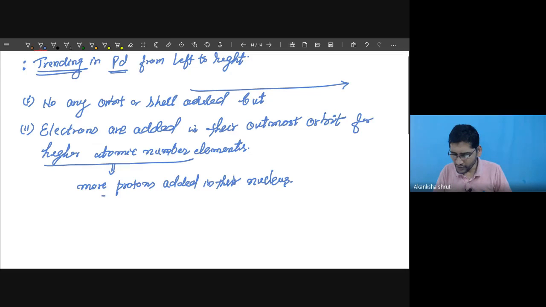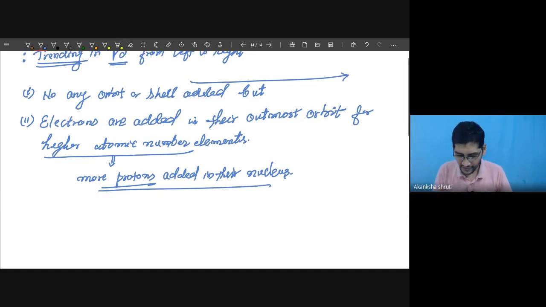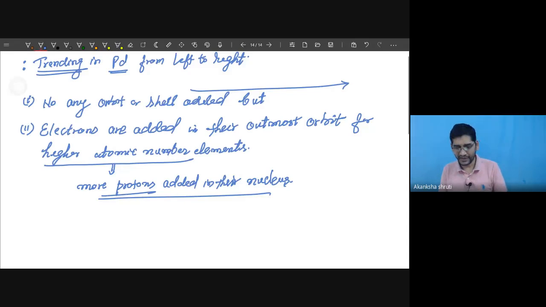Students, when more protons are added in the nucleus, what happens to the force of attraction between proton and electron? In this case, the electrons are placed at the same distance, but the positive charge at the center is going to increase. As a result, the attraction will increase. These two are the basis for any property or any kind of trend in a period, so we have to understand this.